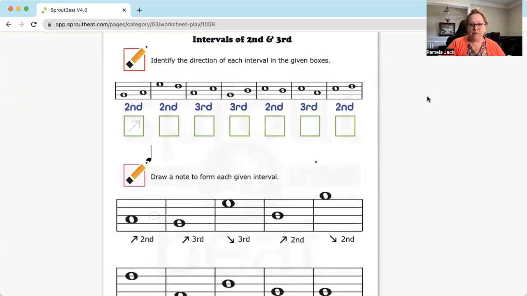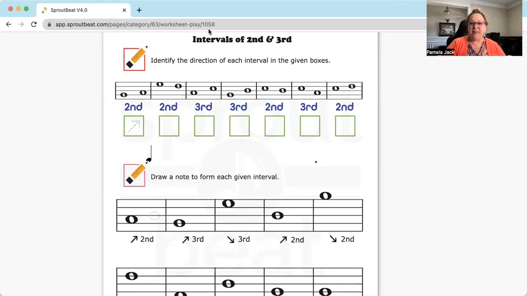Now, what you want to remember is that a second is a step. It's the same thing. And a third is a skip. It's the same thing. Let me get my pen. I'm going to use green today, I think, because I love green. And let me get my circle ready. Okay, so it says identify the direction of each interval in the given box.